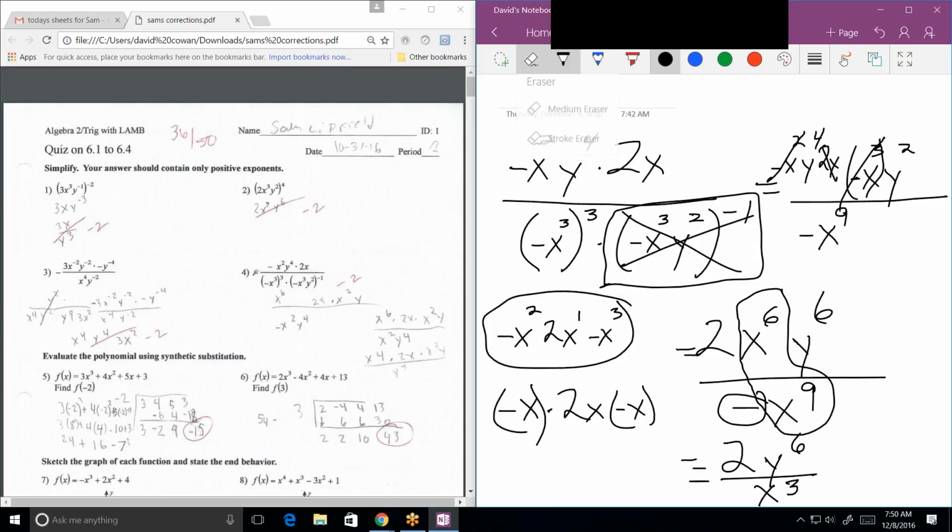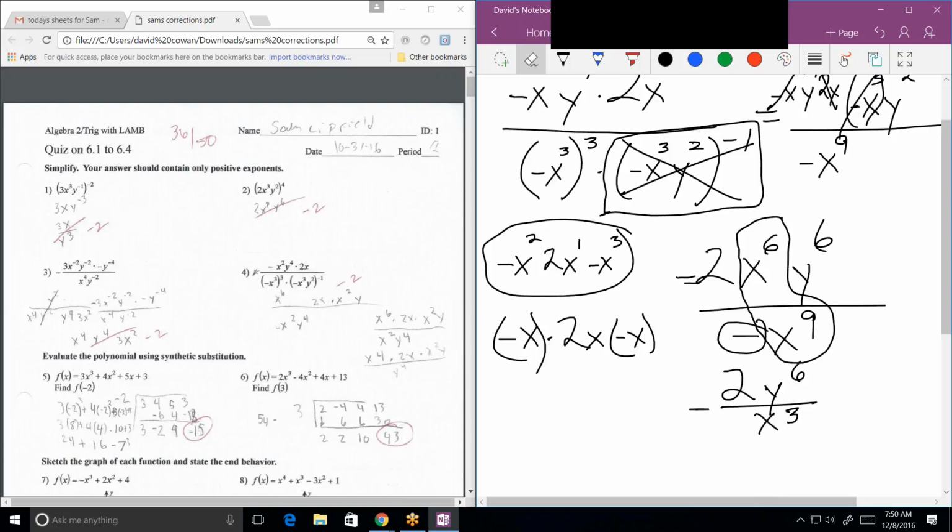So that's our answer. 2y to the 6th over x to the 3rd with a minus sign in front. This minus sign could go in the denominator, it could go in the numerator, or it could go in front. Same meaning, all three cases. If you had a minus on the top and the bottom, then it would become a plus.